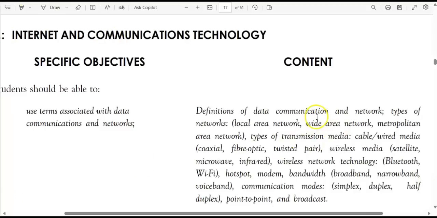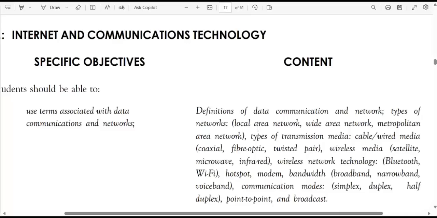Now we are going to define the word network. A network is a collection of two or more connected devices, such as computers, phones, or servers that are linked together to exchange data and information. We are also going to look at the types of networks: local area network, wide area network, metropolitan area network.